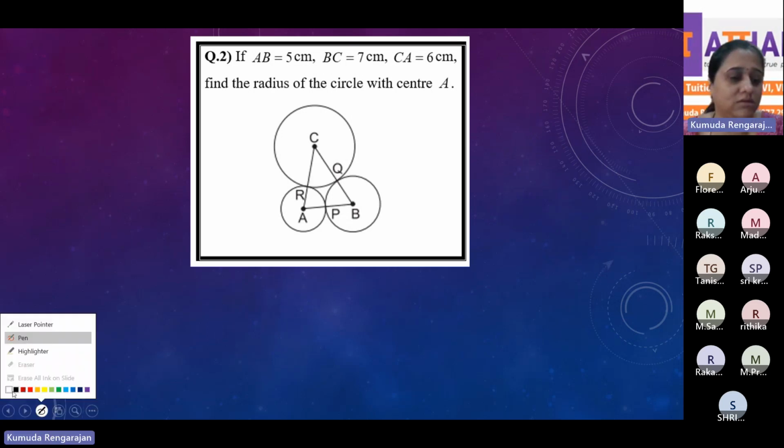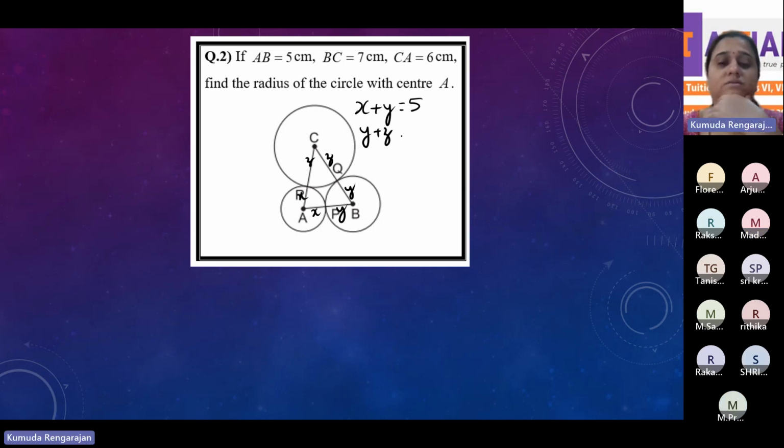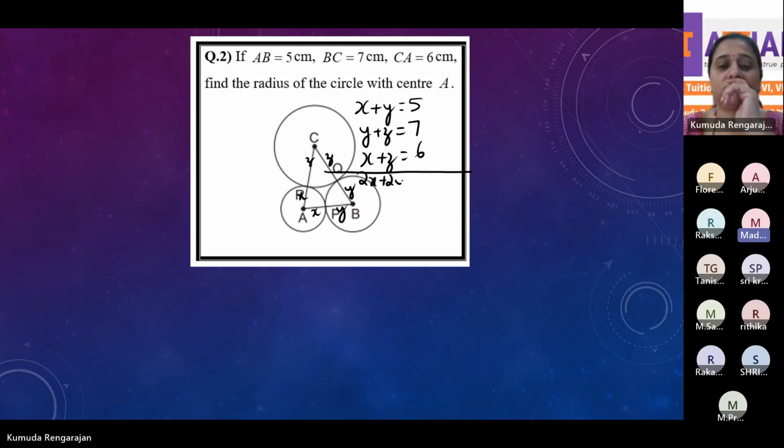So now tell me, children, let's do it quickly again. What is x plus y? Five centimeters. Y plus z? 7 centimeters. X plus z? 6 centimeters. Next, what should we do? Add all the three equations. So what do you get? 2x plus 2y plus 2z is equal to 18.